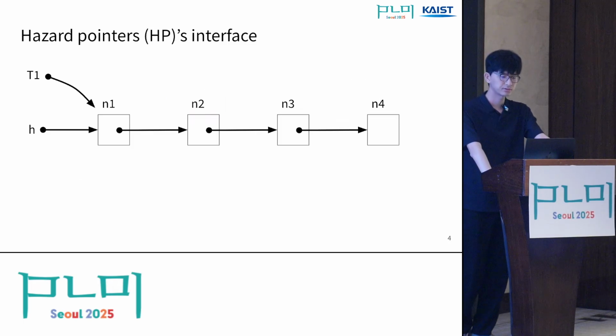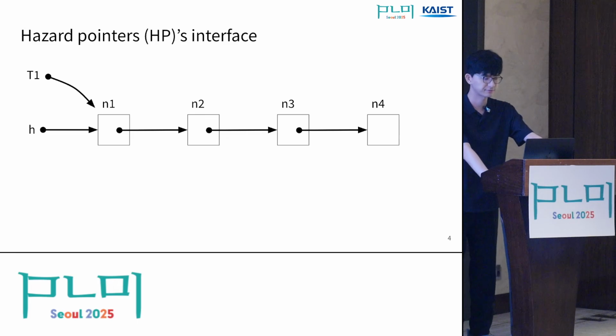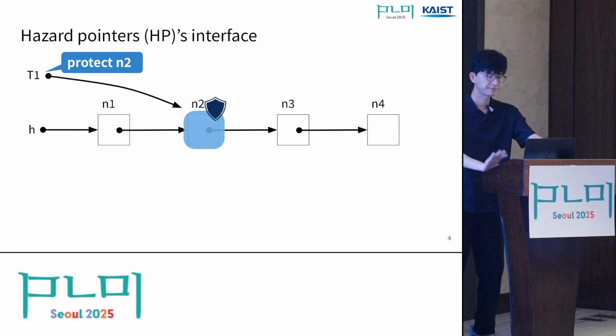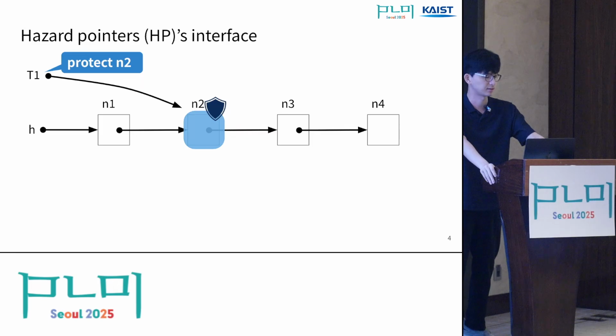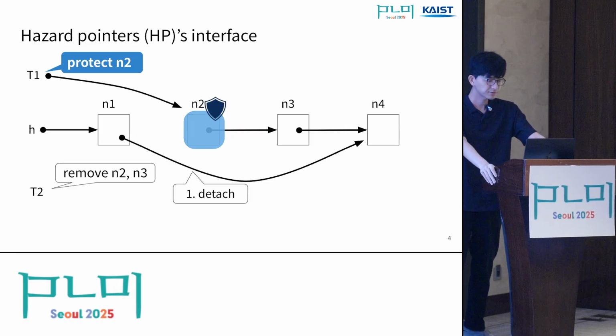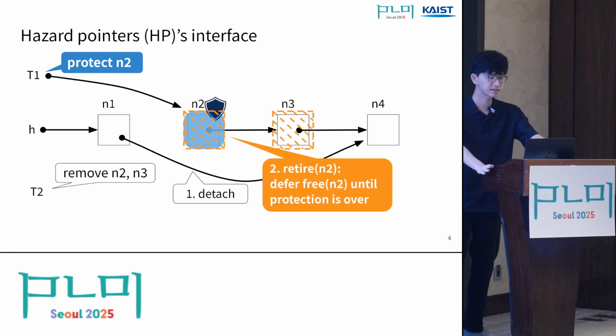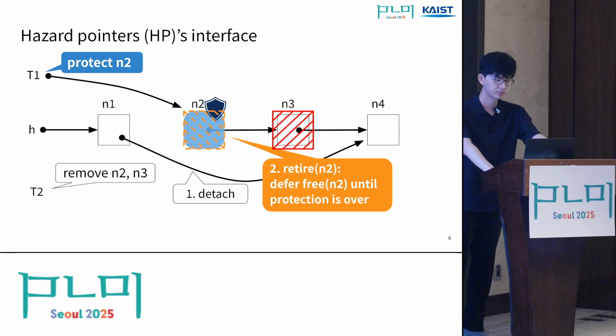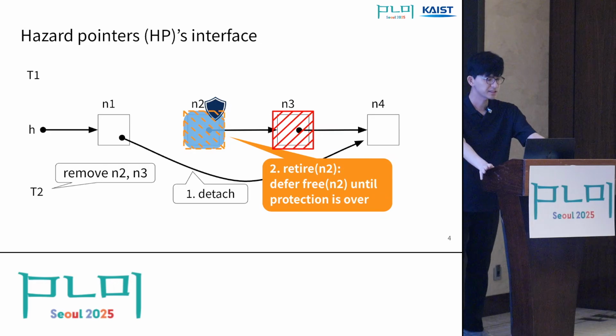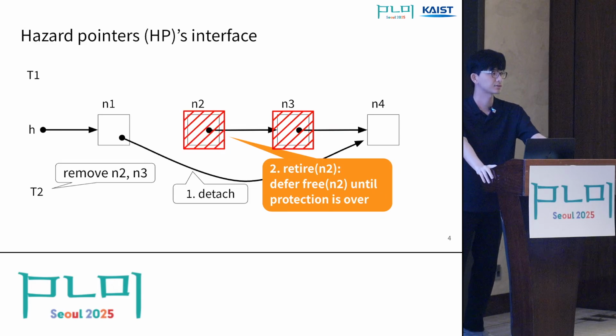Going back to the first example, let's see how hazard pointers prevent use after free. On the one hand, before T1 accesses node 2, it first protects node 2 to ensure it is not freed. On the other hand, after T2 detaches nodes 2 and 3, it does not immediately free them, but retires them, deferring freeing them until all protection is over. At this point, node 3 can be reclaimed, but node 2 cannot, as it is being protected by thread 1. Once thread 1 finishes accessing node 2, node 2's protection will be released, and it can be freed as well.